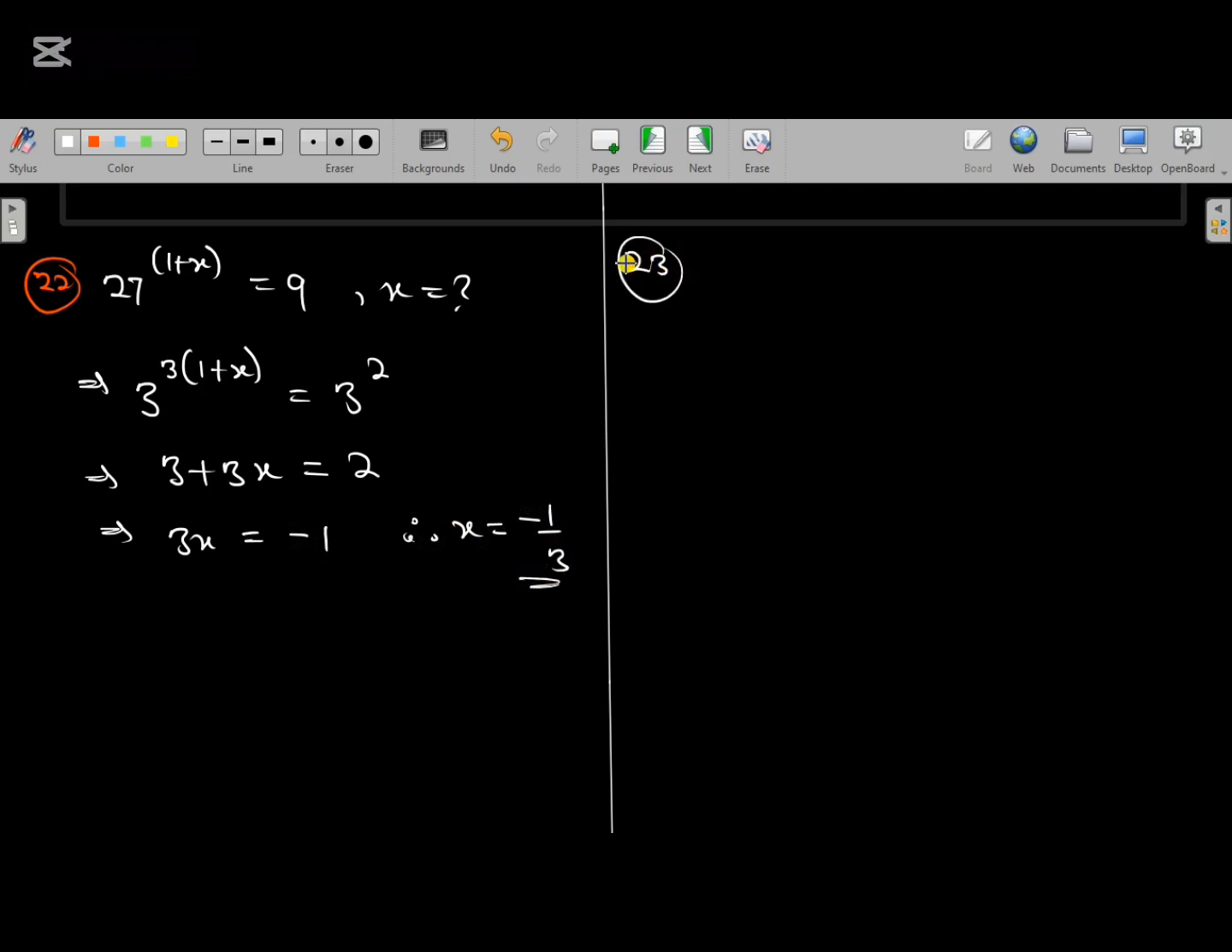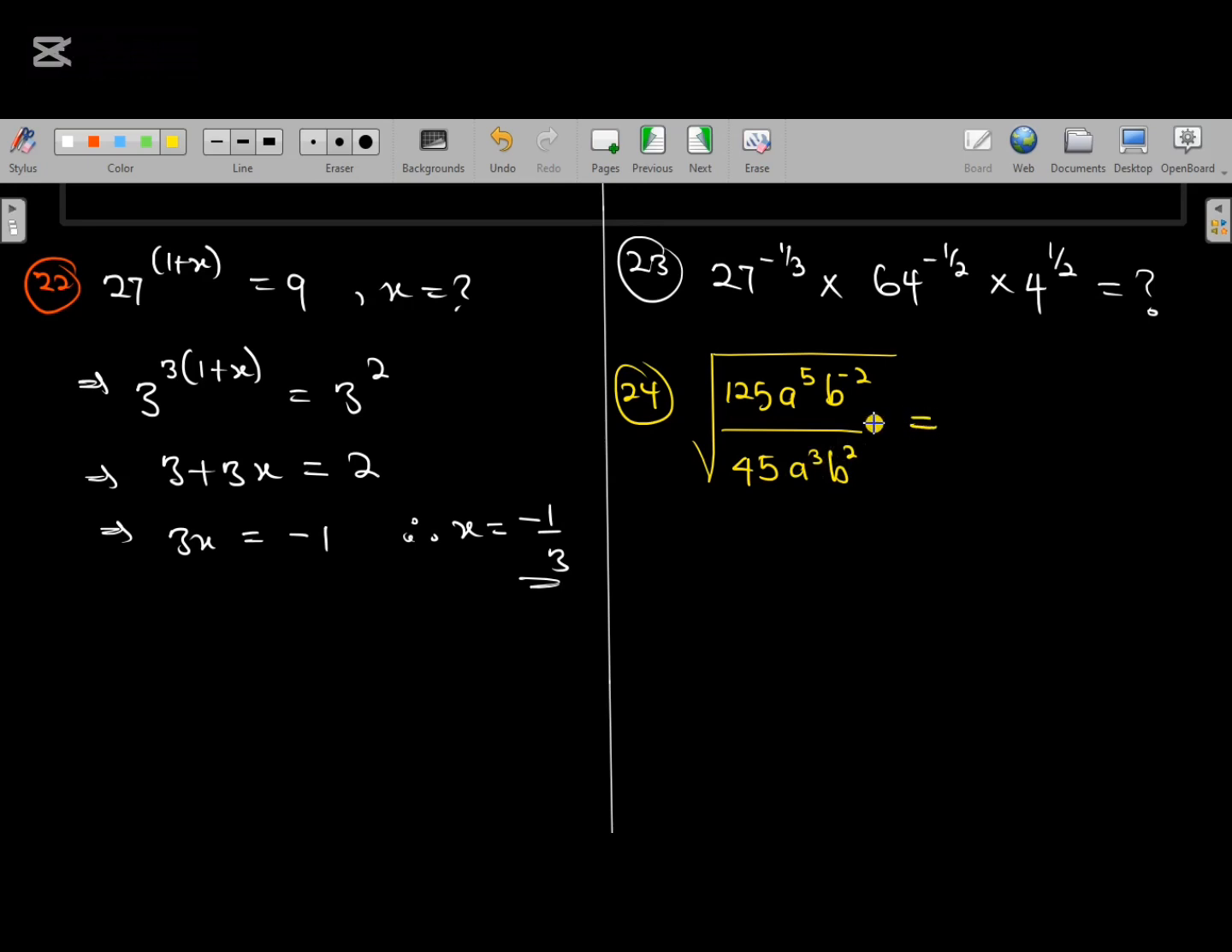We are close. So 23 is asking us to do 27 raised to the power of minus 1 over 3. And again, I'm going to leave this for you. It is, of course, very easy to see. We have been doing problems like that. So we go to 24. So what is this going to give us? This is very beautiful, okay?